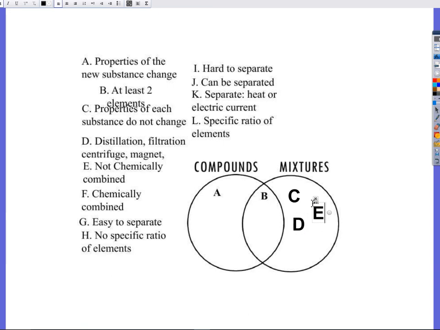Not chemically combined is also a mixture. Chemically combined is a compound. Easy to separate should be a mixture, which is G. No specific ratio is also a mixture. Hard to separate would be a compound. There's only 2 ways, heat and electric currents. We're also going to put K over here. Can be separated. Both of these can be separated. Some are just a little bit more difficult than others. And the last one you have is L. Specific ratio of elements should be compounds.